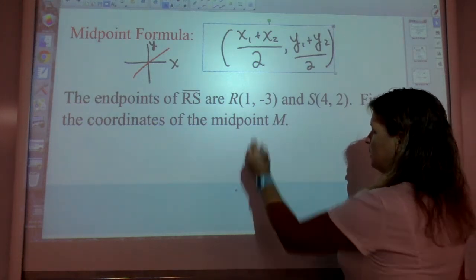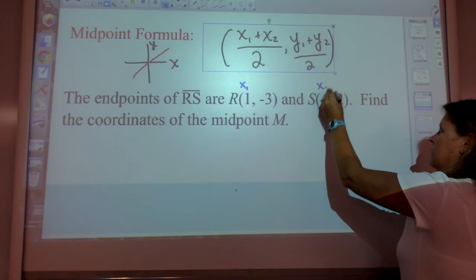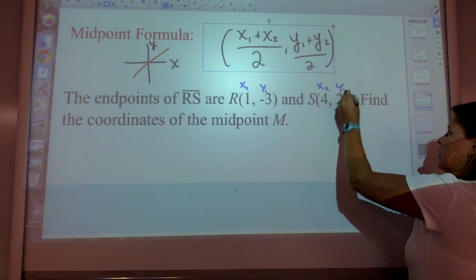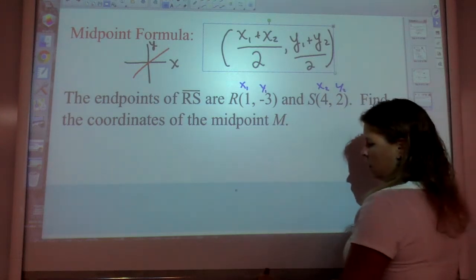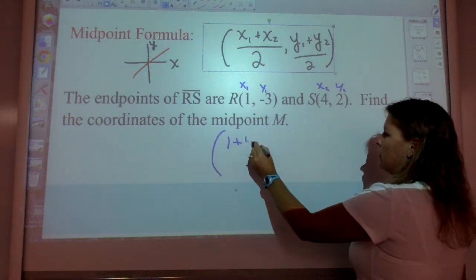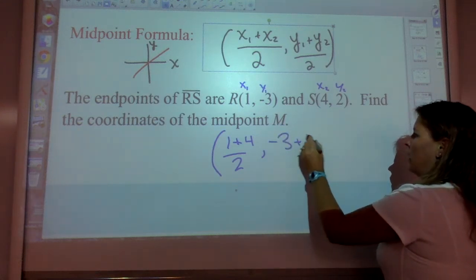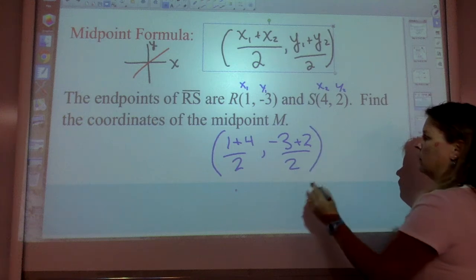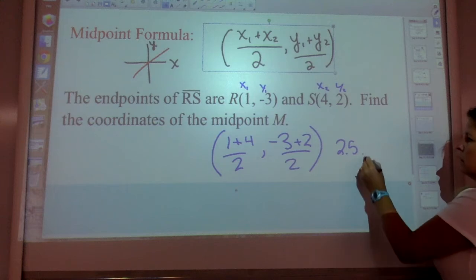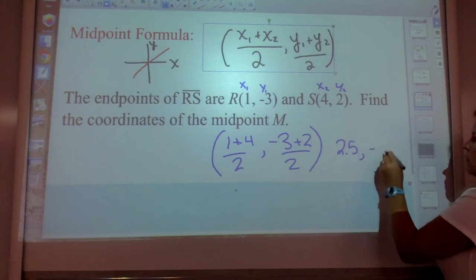Remember, anytime you're doing these, the x comes first. And here's why we call it x1, x2, because there are two different x's. This is the first y, this is the second y. If we follow the formula perfectly, we would take x1, which is 1, add it to 4, cut it in half, comma. -3, add it to 2, cut it in half. 1 plus 4 is 5. If you cut 5 in half, you get 2.5. -3 plus 2 is -1. If you cut -1 in half, you get -0.5.